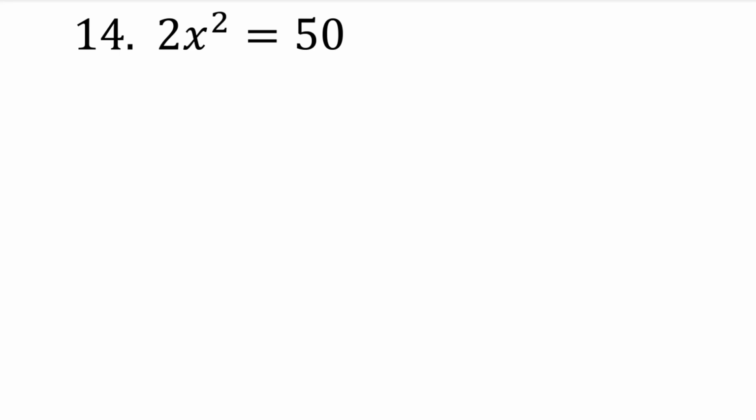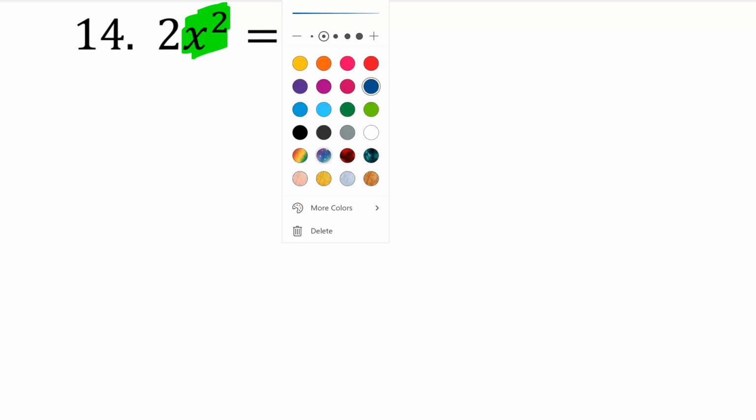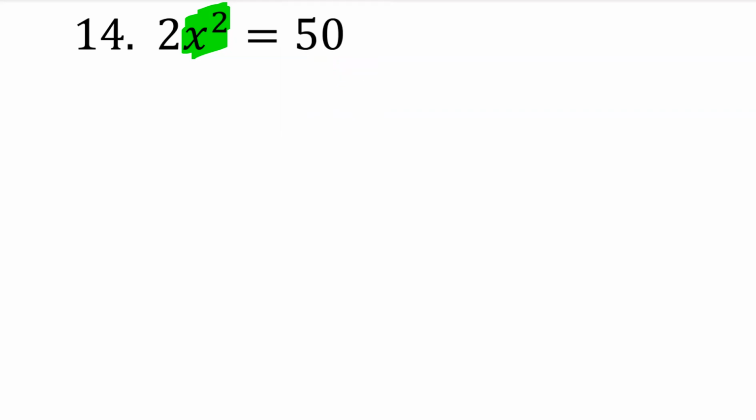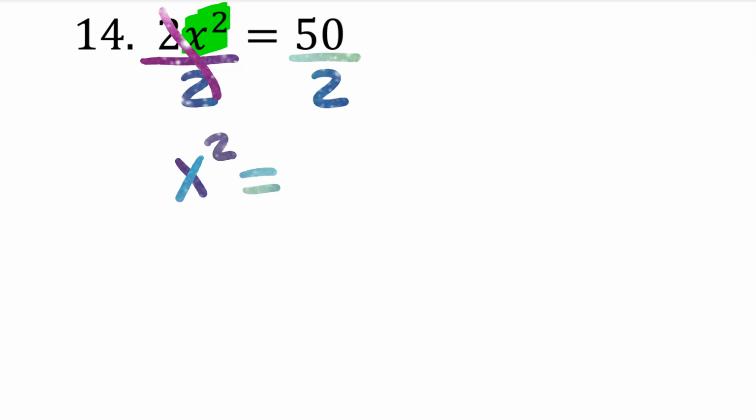Okay, this guy. You are more than welcome to move the 50 over, make your own 0, and solve by factoring. Or, remember last unit, we could totally get the x squared by itself and then solve using square roots. I'm going to use a space pen for this one because I really like this one. So, if I'm getting the x squared by itself, I'm going to divide by 2 on both sides. So I get x squared equals 50 divided by 2 is 25.